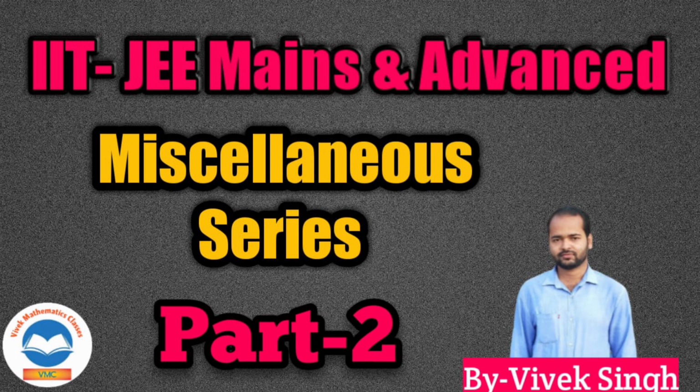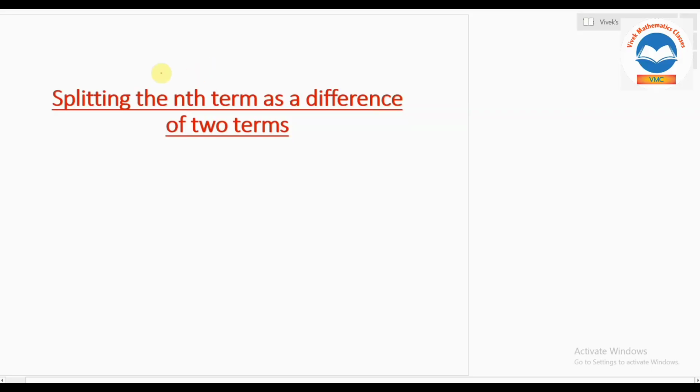Today we are going to continue with the types of miscellaneous series. Splitting the nth term as a difference of two terms. So here what will happen? Here they will give a series in which each term will be composed of the reciprocal of the product of r factors, in which the r factors should be in AP. So each term will be given in terms of the reciprocal of the product of r factors in AP.